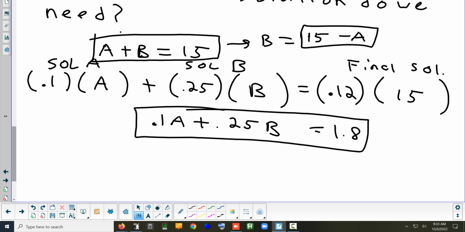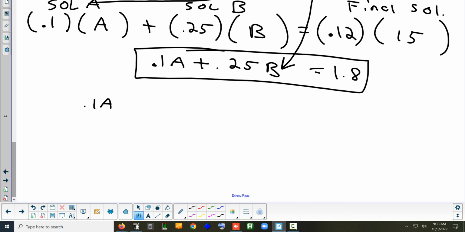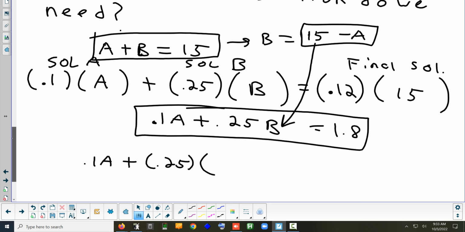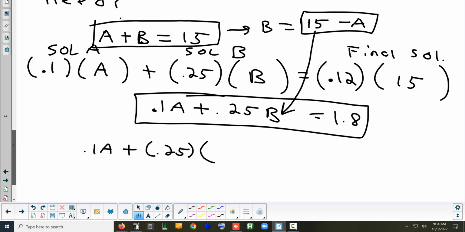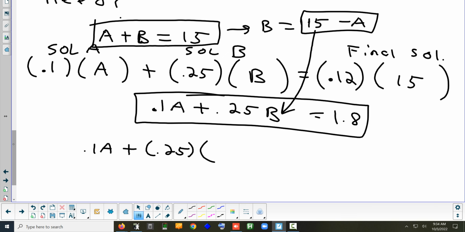So that's B. Now take that and fill it in right there. So we're going to get rid of B in that bottom equation. 0.1A plus 0.25. I put parentheses because this is a distributive property with B. Replace the B with 15 minus A. Where'd you get the 1.8? 0.12 times 15. Oh, okay. Yep, we just did that out. So 15 minus A equals 1.8.